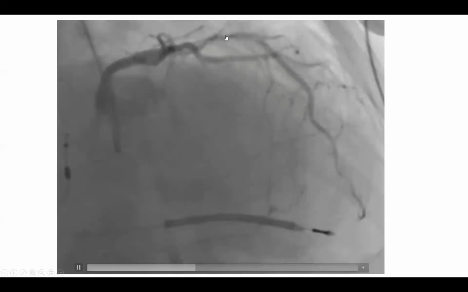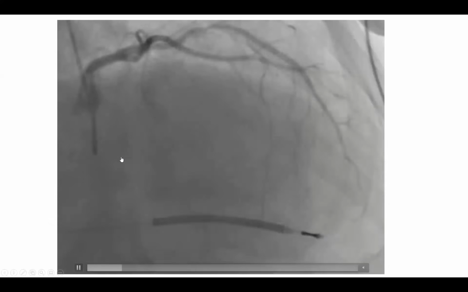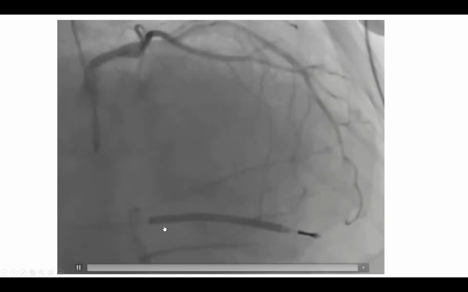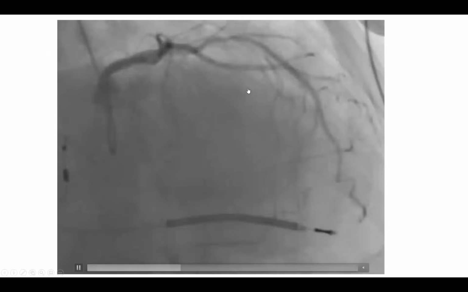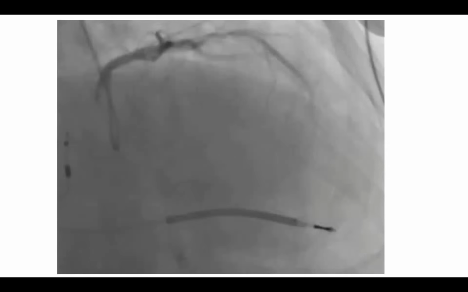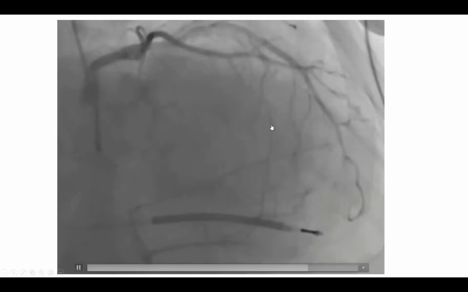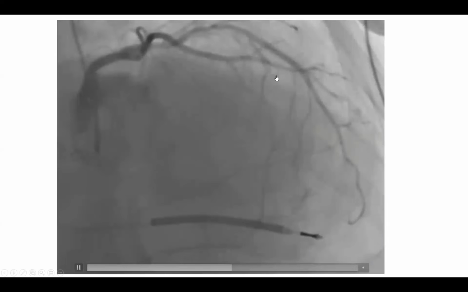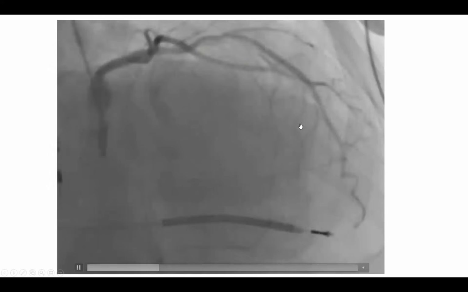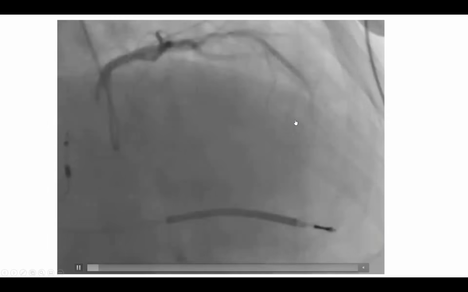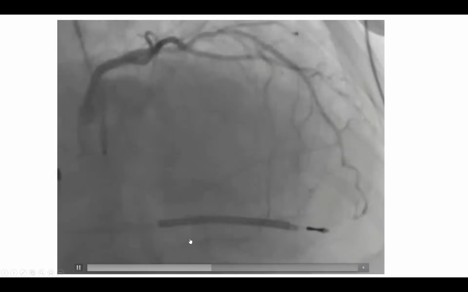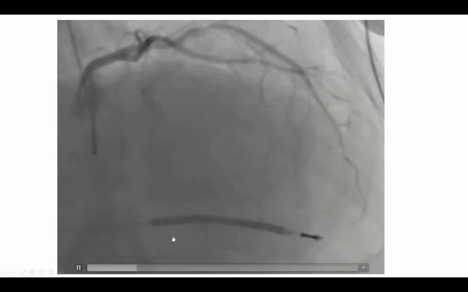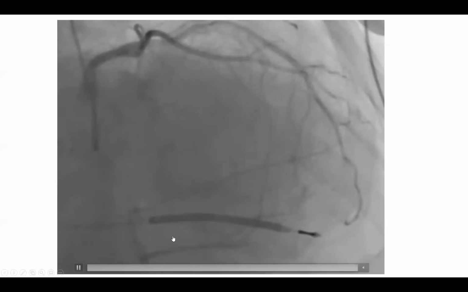Meaning that FFR that's 0.75 now, if you did not have CTO of the RCA, or if you fix the CTO of the RCA, that FFR will become 0.83. And studies have shown that FFR of the parent vessel, LAD in this case, rises by 0.05 to 0.1 after fixing CTO of a dependent vessel such as the RCA. And that's important in decision making.